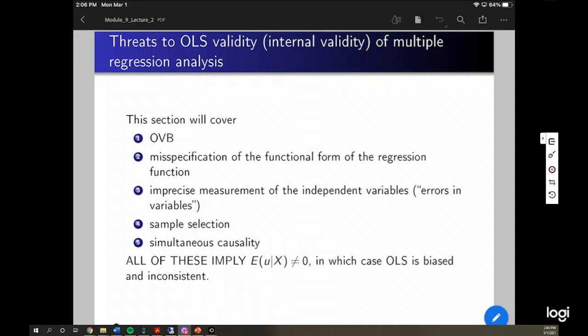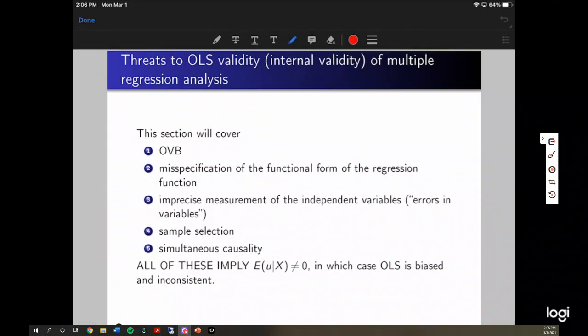So we have 5 different threats to internal validity in a regression in OLS. In this section we will cover omitted variable bias, threat number 1, misspecification of the functional form of the regression function, that's number 2. We have imprecise measurement of the independent variables, or errors in variables. This is also essentially measurement error. We have sample selection and simultaneous causality.